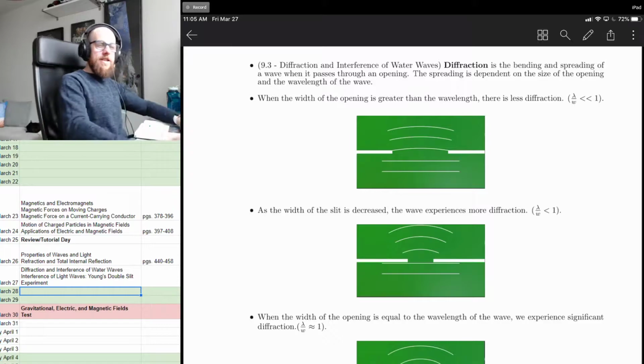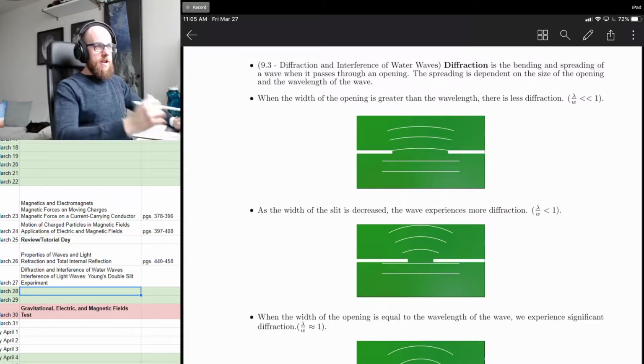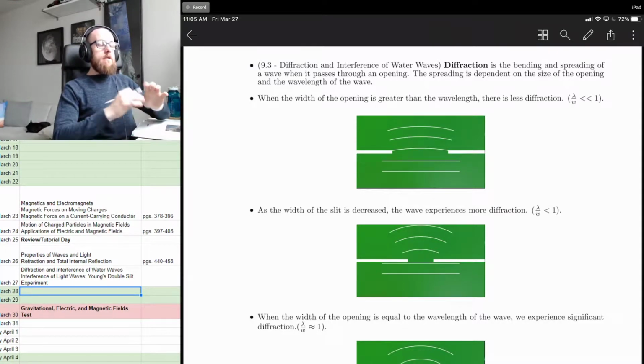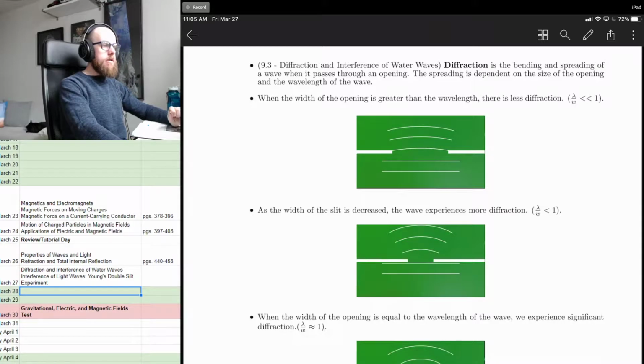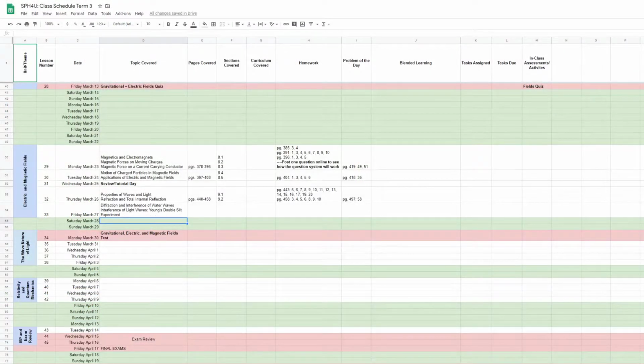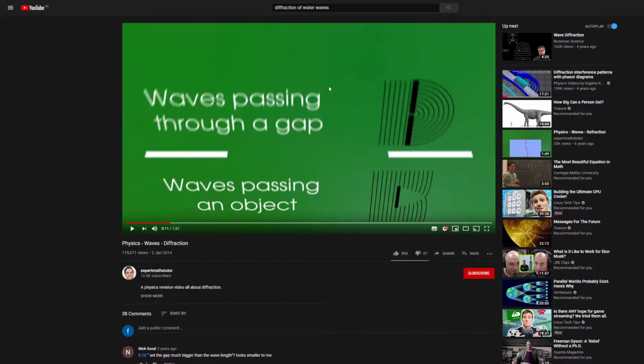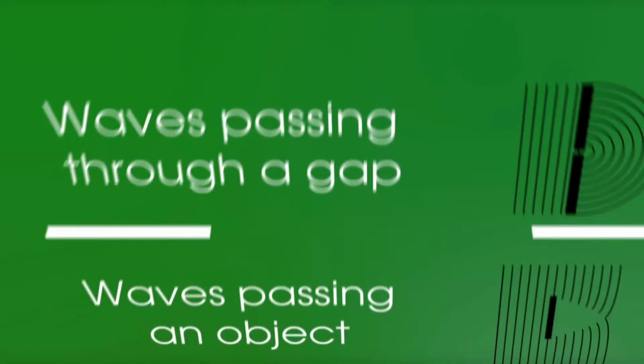Today's going to focus a lot on the Young's double-slit experiment. But first, before we get to that, we have to understand what diffraction is. Okay, so I have a video to start us off here. Essentially, diffraction is defined as the bending and spreading of a wave when it passes through an opening.